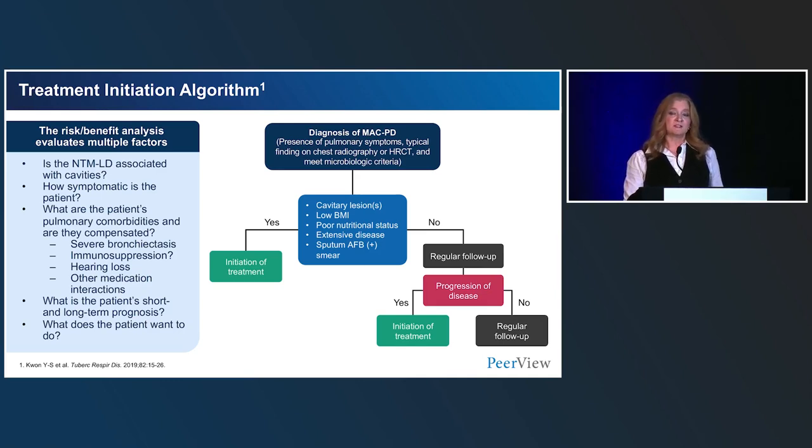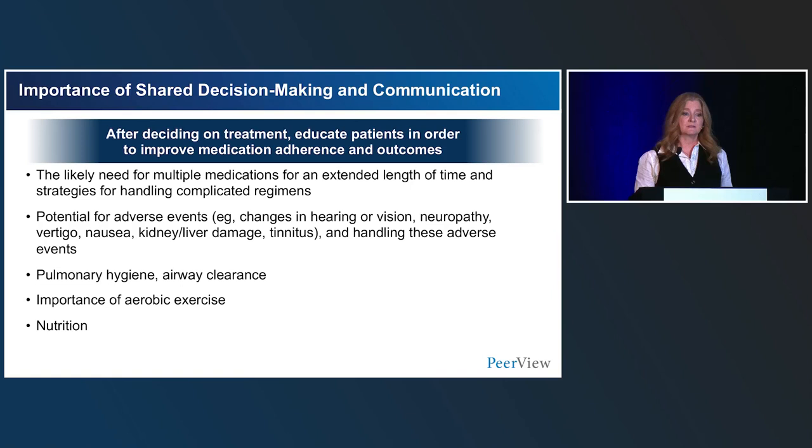Are they immunosuppressed? So many people are now on TNF-alpha inhibitors or other immunosuppressive medications, which can increase their risk for progression over time. Hearing loss is a consideration in patients for whom you want to start aminoglycoside therapy, especially IV aminoglycosides in the setting of cavitary disease, and other medication interactions. Some patients have hypothyroidism, and they're on Synthroid, and you're starting a patient on rifampin, for example, or patients are on antiarrhythmics or have a history of QT prolongation. And then what is their short and long-term prognosis? And then, of course, the patient's willingness to start treatment.